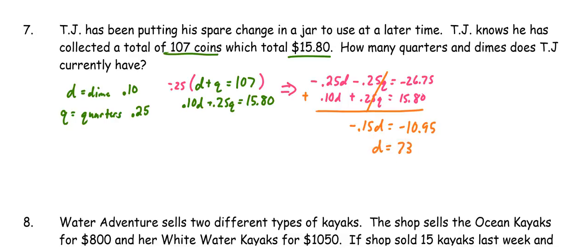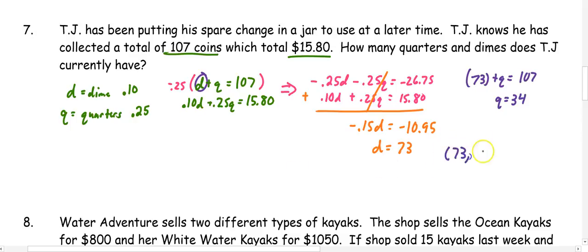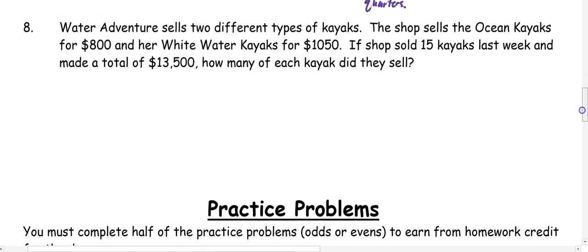So it doesn't matter which equation you substitute back into, but in this case, the first one's probably easier. So I'm going to put 73 in for D. So 73 plus Q equals 107. I can subtract 73 from both sides. So Q is 34. So my ordered pair would be 73, 34. Remember, it's a word problem, so we need to write a sentence. So TJ has 73 dimes and 34 quarters. So let's look at one more word problem.